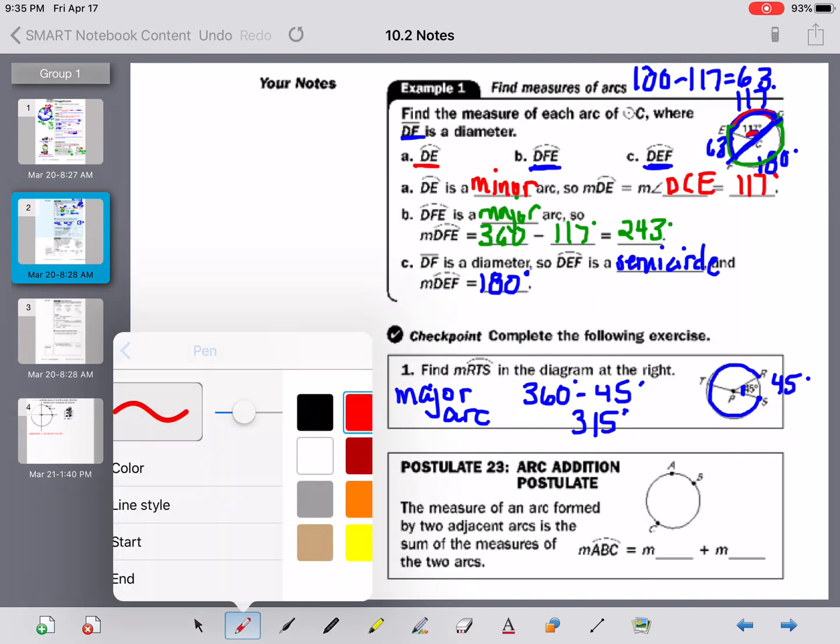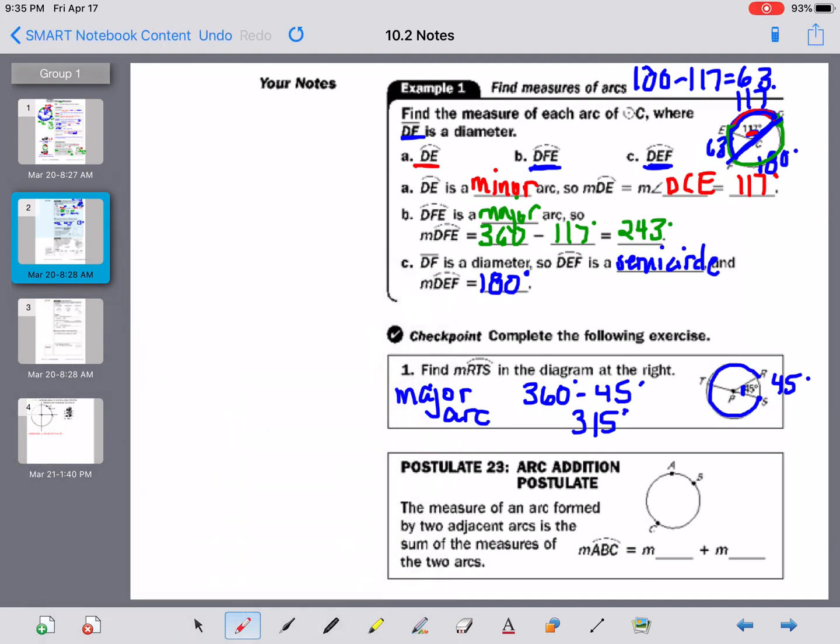Looking at this next postulate, 23 here. Arc addition postulate. It's not a difficult one to know. Probably you could have figured it out without a postulate. It says the measure of an arc formed by two adjacent arcs, remember adjacent are two that are touching side by side, one right after the other, is the sum of the measures of the two arcs.